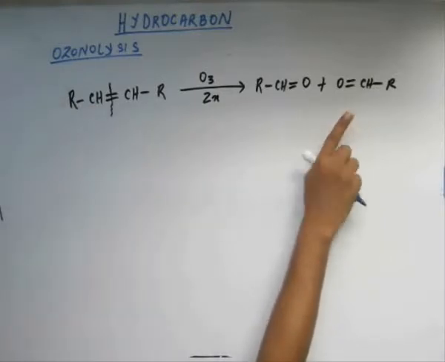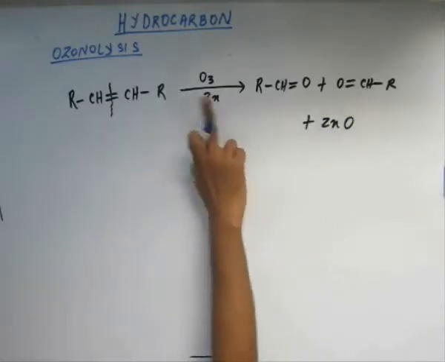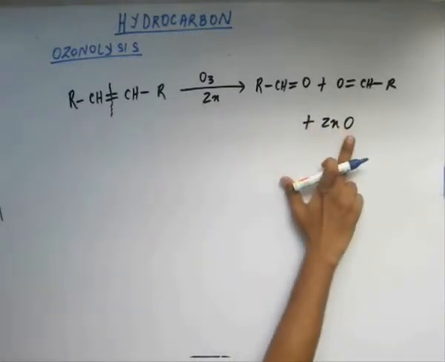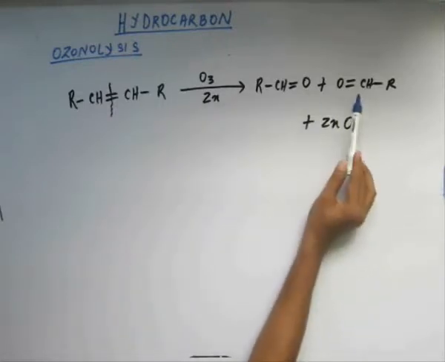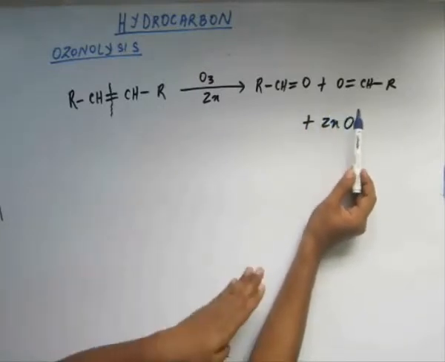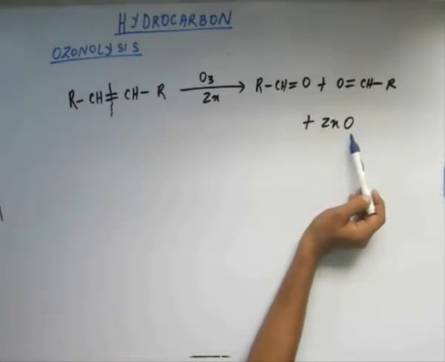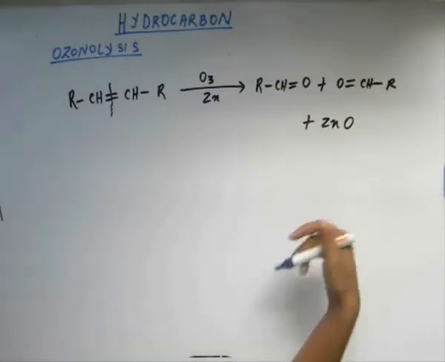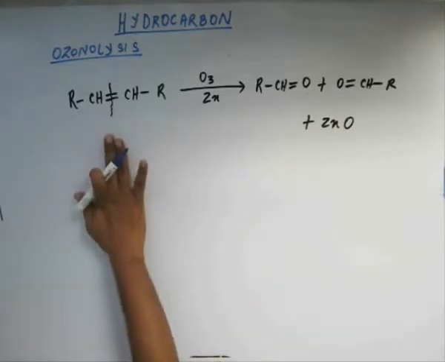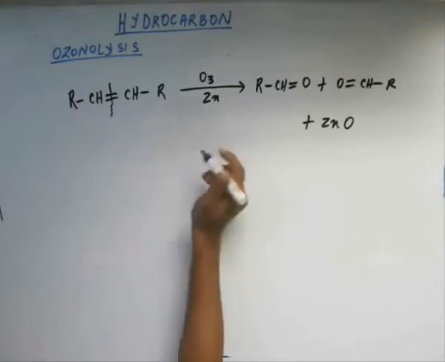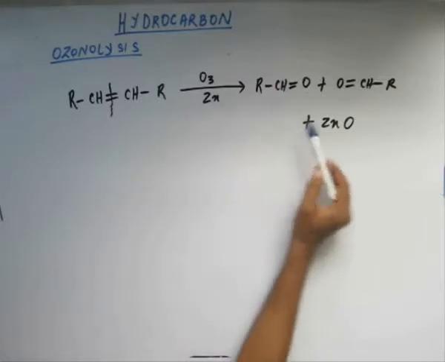Fine. And one of the oxygen will go to form zinc oxide, ZnO. If we don't add zinc, this oxygen would have oxidized one of the aldehydes that has been formed as a product of ozonolysis. So since there is no oxidation of aldehyde, this is reductive ozonolysis. When we see the mechanism, it will become more clear. But for the time being, we take an alkene, and we take ozone and zinc to do reductive ozonolysis, and this is what we get.